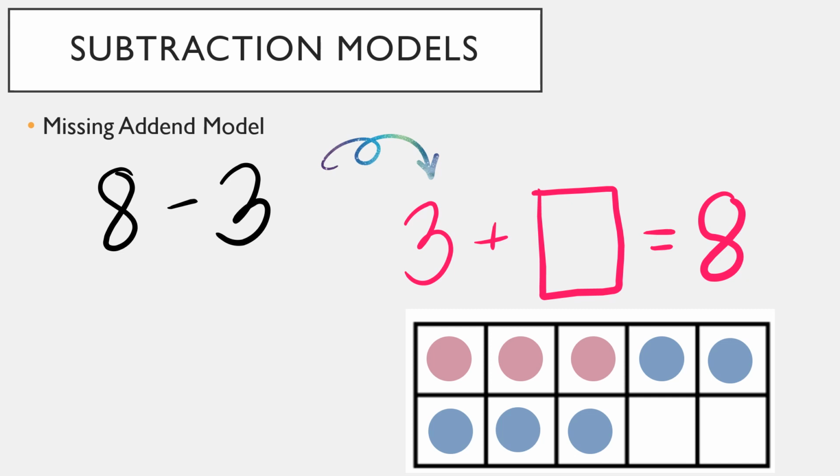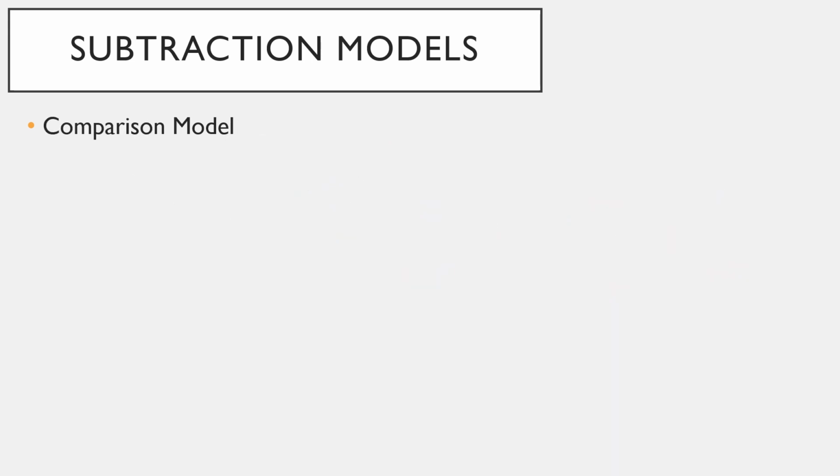So that's 1, 2. Let me see if I can get my pointer to work. So if we count these up, 1, 2, 3, 4, 5. That tells us that our missing addend was 5. And as a result, we know the answer to our subtraction problem, 8 minus 3, is 5. All right, so that's the missing addend model of subtraction.